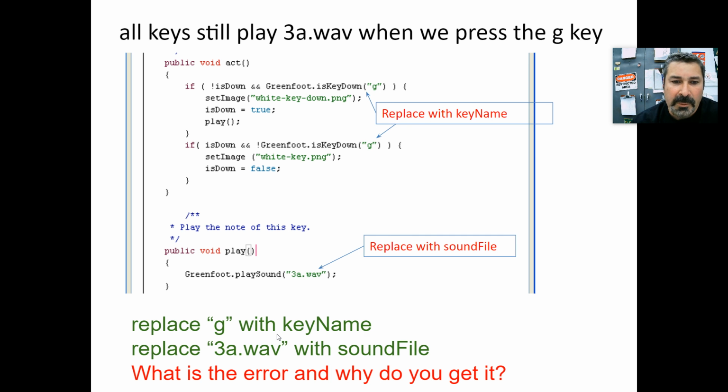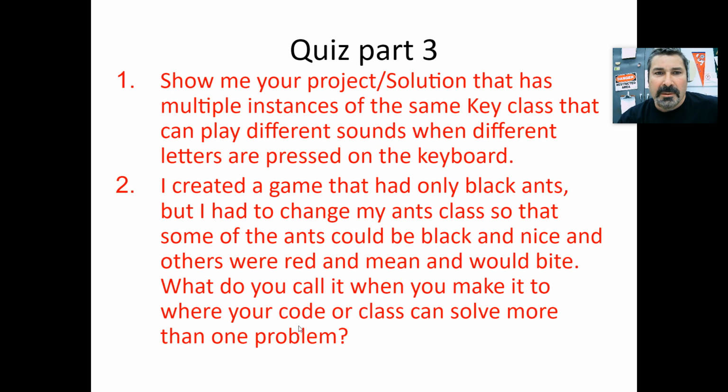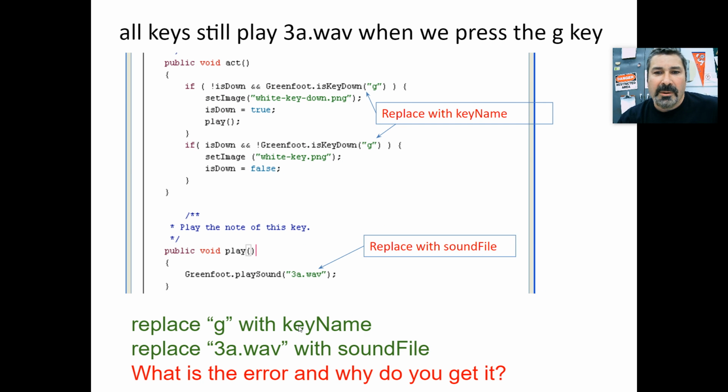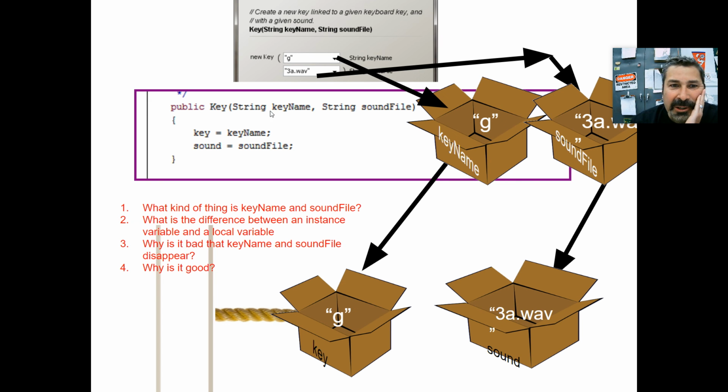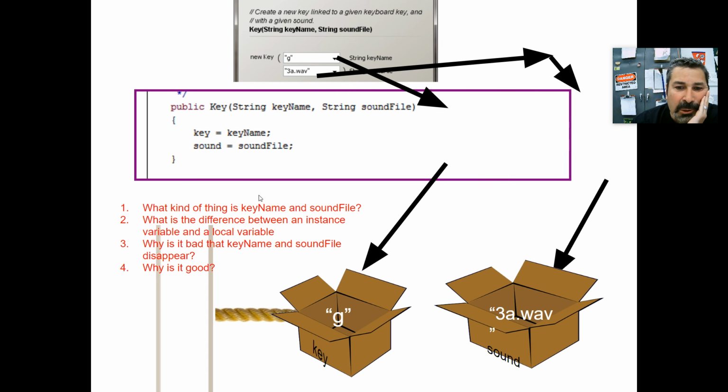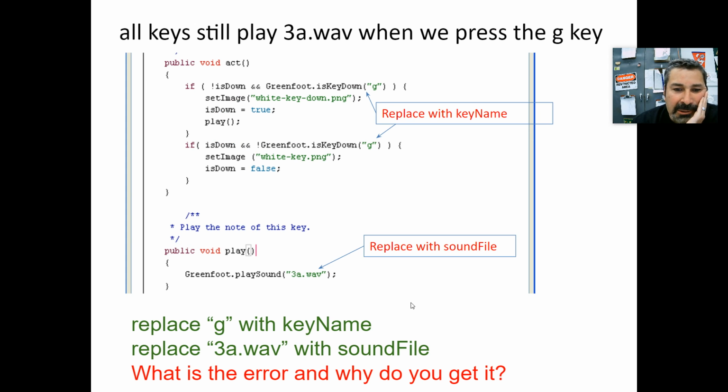Oh, yeah. That's going to cause an error. What's the error and why do you get it? You don't know how to do it? All right. Well, the reason is key name and sound file are local variables. They only work here. After this, they don't work, right? So what we really need to replace them with was what? Key and sound. So replace this with key and replace this with sound, and then you're not going to get any error messages.